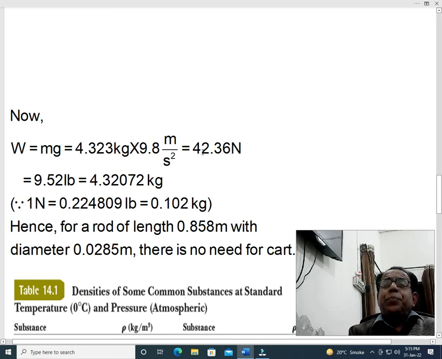And this 42.36 Newton alternatively becomes equal to 9.52 pound. Here LB stands for pound. Pound is denoted by LB. This again alternatively becomes equal to 4.32072 kilogram. That is the conversion factor between pound and kilogram.